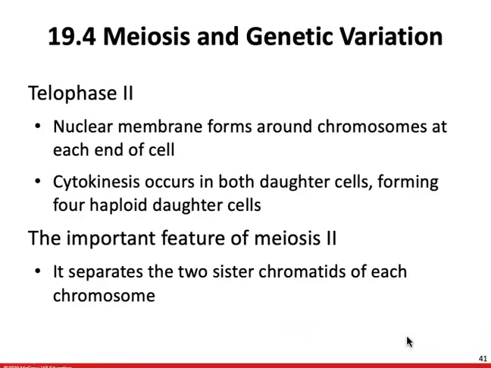In telophase, nuclear membrane is going to form around those chromosomes at each end of the cell. Cytokinesis is going to occur in both daughter cells, forming 4 haploid daughter cells. And there we go. We have gone from a single diploid cell to 4 genetically unique daughter cells. The primary goal of meiosis 2 is going to be to separate those sister chromatids. Once we have done that, we have completed our meiosis.